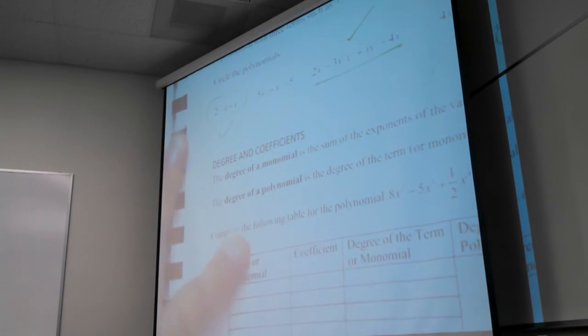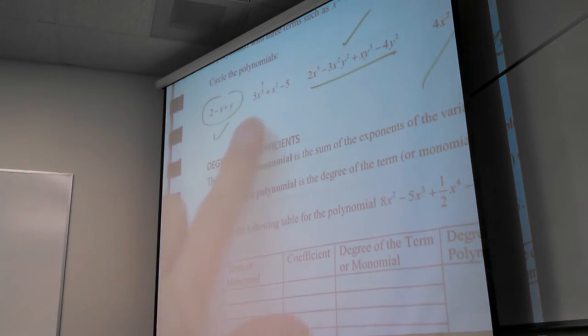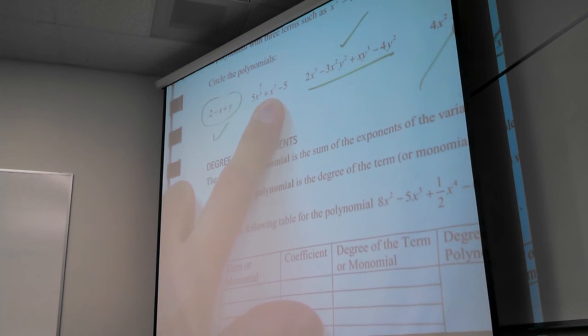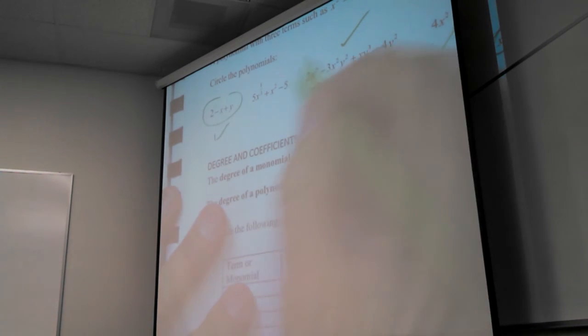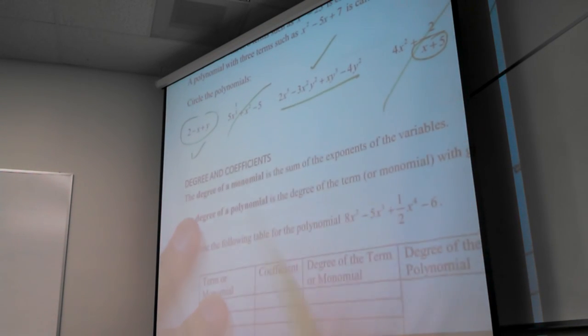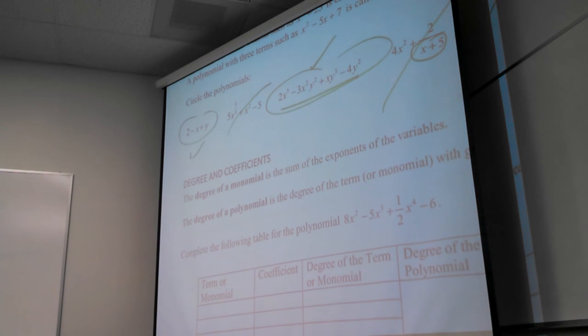This one is a polynomial, that's fine. Why is this one not a polynomial? It's got a fractional power. We don't even officially know what that means yet, but a polynomial's got to have a whole number power. It can't have a fractional power. So it's out. So that one's good, and this one's good. Those are polynomials. The other two, no.